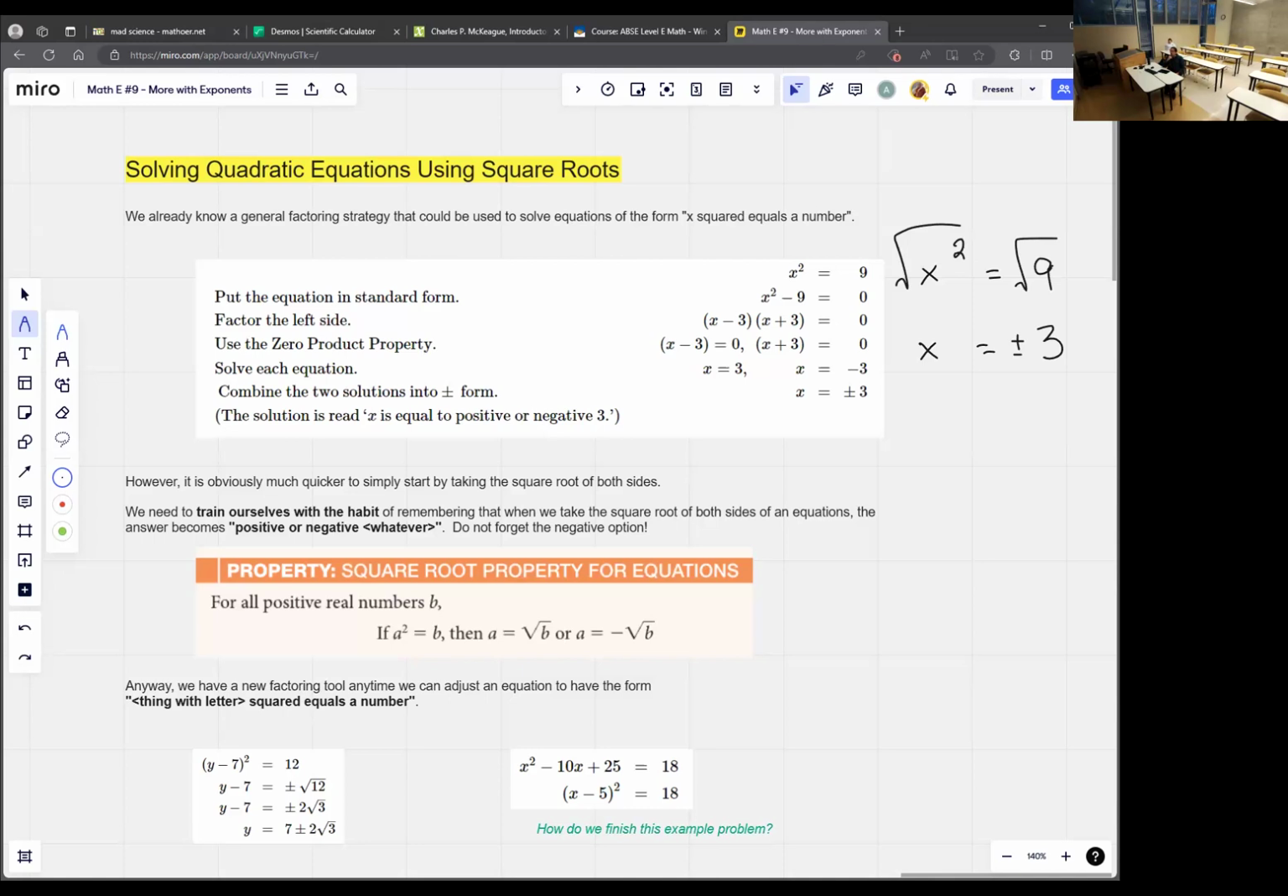Okay, everyone with me so far, just with the stuff at the top, taking the square root of both sides of an equation? So we haven't done that before. We have that little caveat of be careful to remember plus or minus, but you could see that this could save us time.